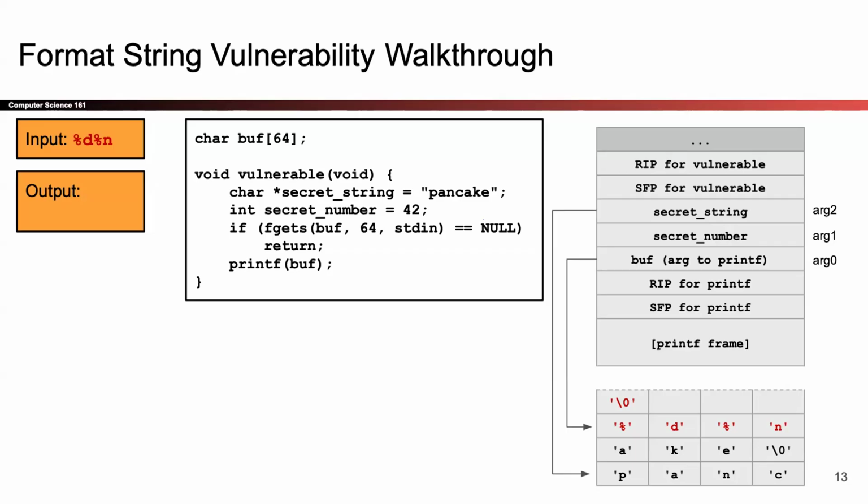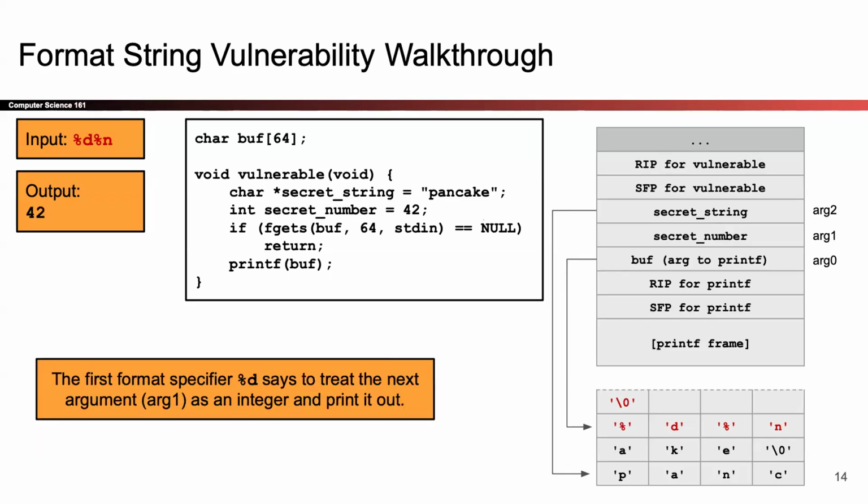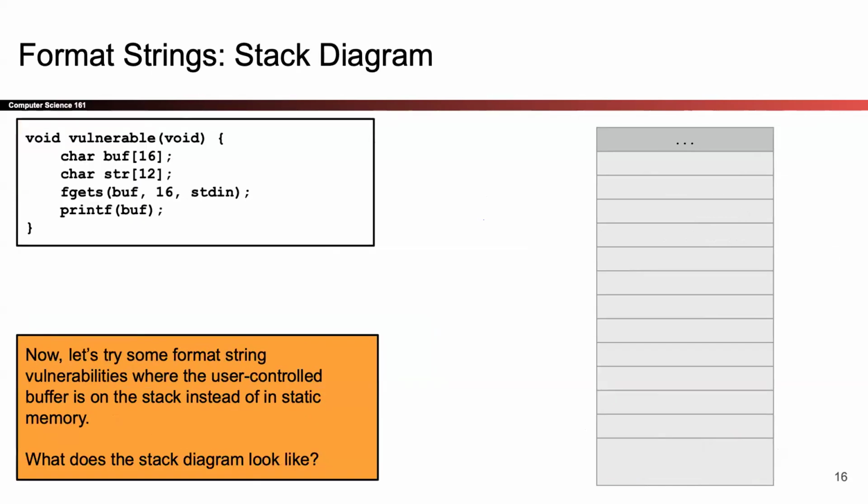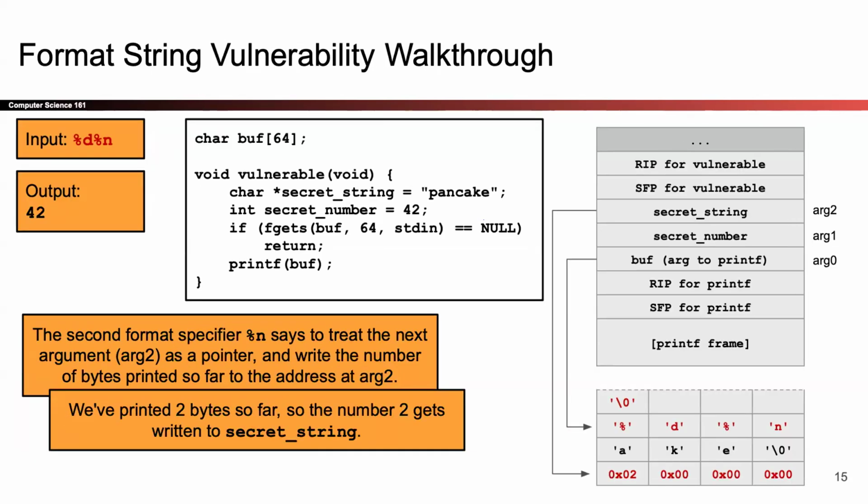And then the next one it's going to treat as an address and write to that address. In this case, the address is the address of the string where pancake is stored. So it's going to write something over the beginning of that string pancake. It's going to write a number, which is how many characters it's output. It's output 42, so it's going to write 2. Overwrite the beginning of pancake with 2. So this number 2 gets overwritten on top of the secret string. So hopefully you can start to see how this is looking bad. An attacker is causing some memory in the program to get overwritten.